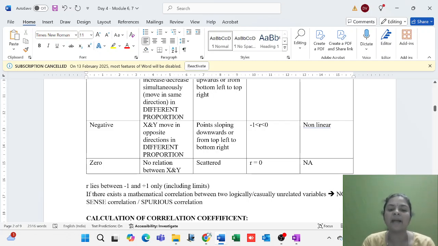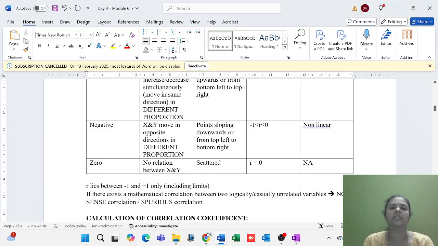If there is a mathematical correlation between two variables, however, the two variables are not naturally related, for example, variables like sale of umbrellas and sale of laptops, where there is no relation between the two variables by nature, but mathematically a number is arrived at, then it makes no sense, and therefore it is called nonsense correlation or spurious correlation.